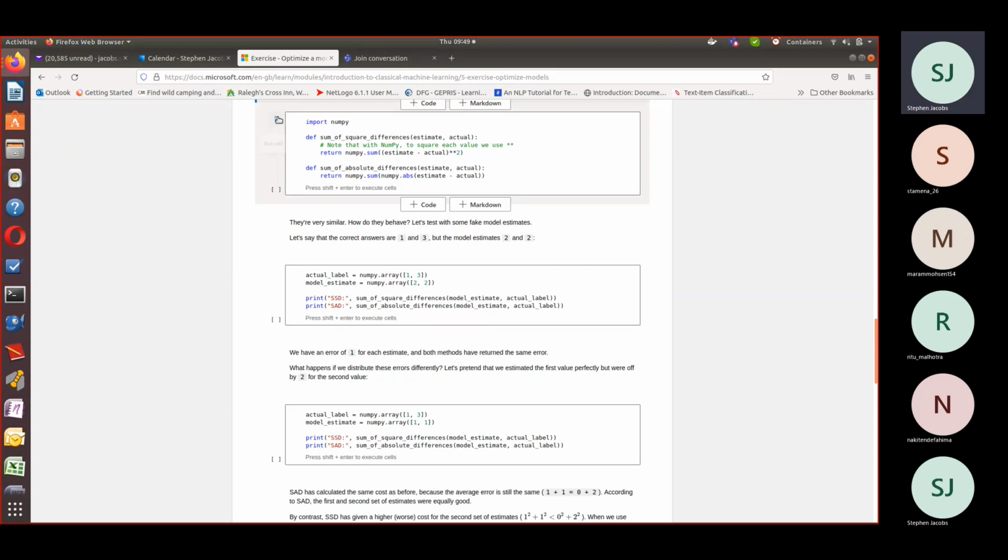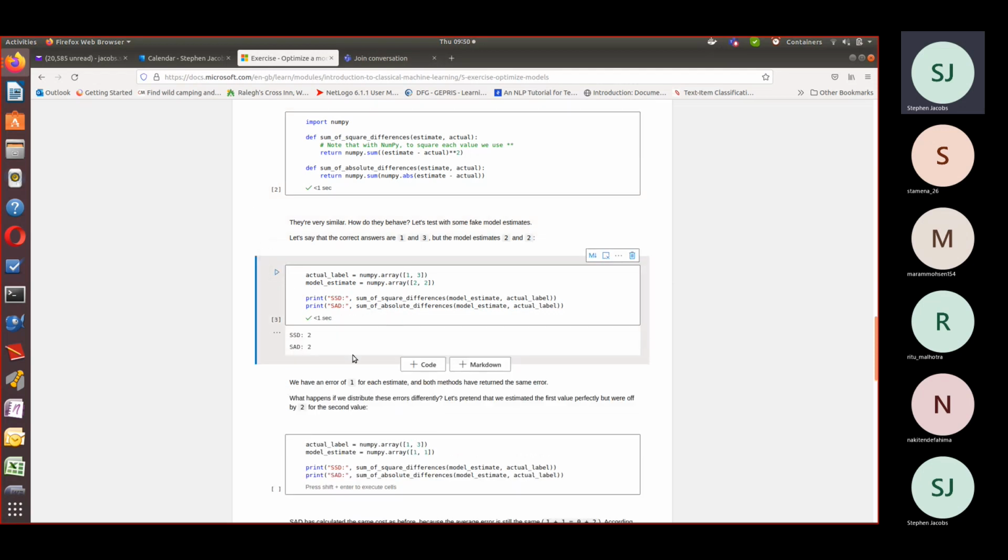Oh, let's do it here. So it now understands the user-defined functions which we've designed of sum of squared and sum of absolute differences. We've got that in here, and we're going to run that. So for our two values, we see that the SSD and the SAD are the same. Okay, and it's because we're really talking about numbers that are very close to each other.